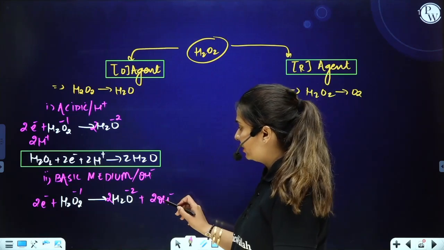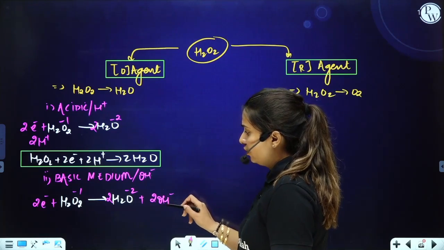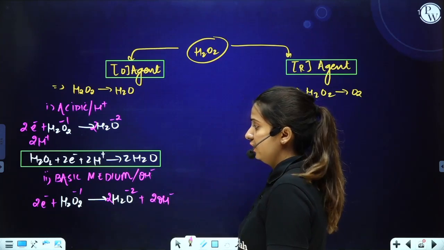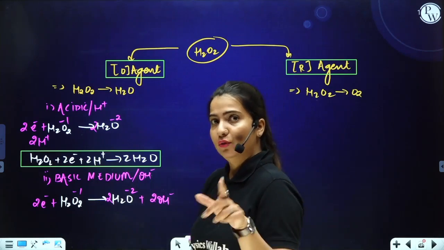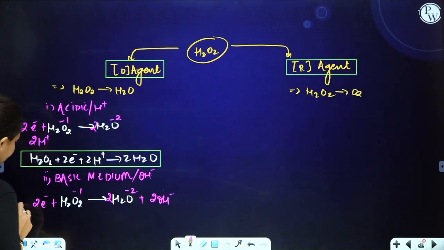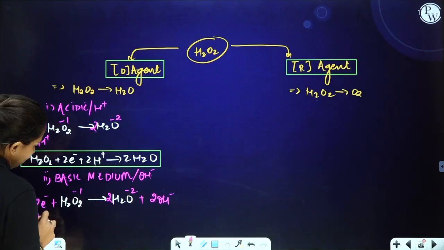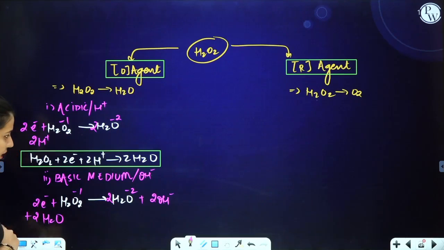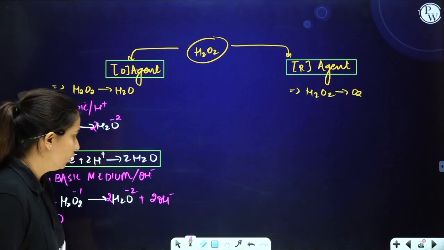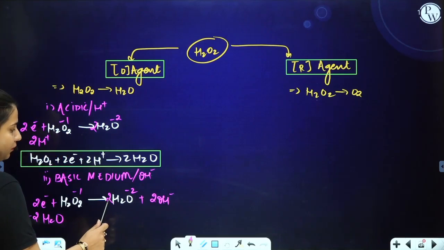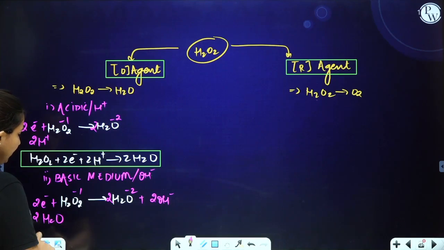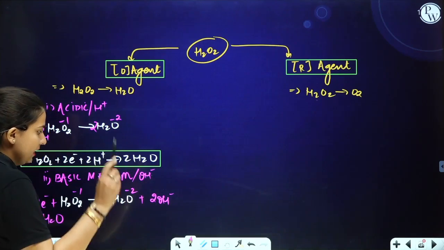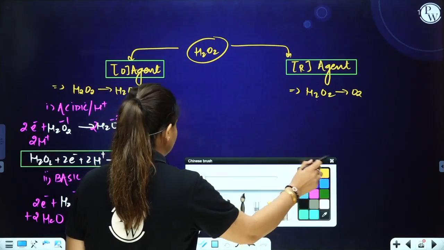Now how many hydrogens are there over here? 1, 2, 4 over here and 2 over here. So 6 hydrogens are present over here. And here there are 2. So we have to add 4 hydrogens over here. So we have to add over here plus 2 water molecules. And we have to check whether our reaction is balanced or not. How many hydrogens are there? 4, 2, 6. 2 and 4, 6. Oxygen 1, 2, 3, 4. 1, 2, 3, 4. Reaction is balanced. Nothing else we need to do.